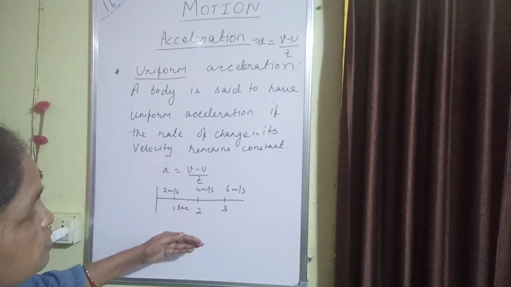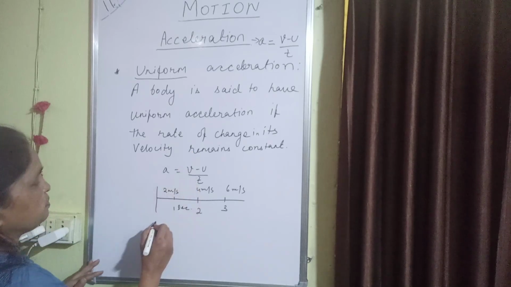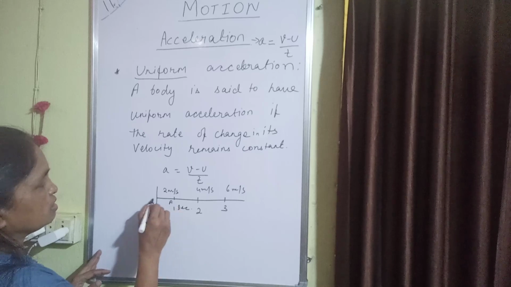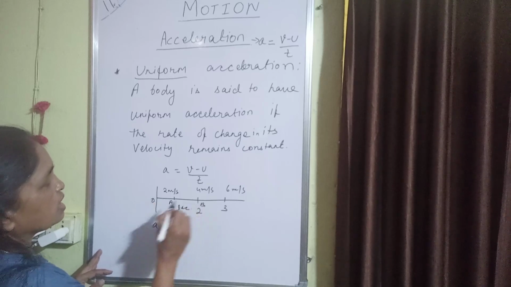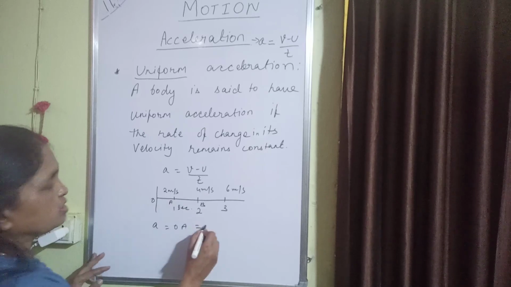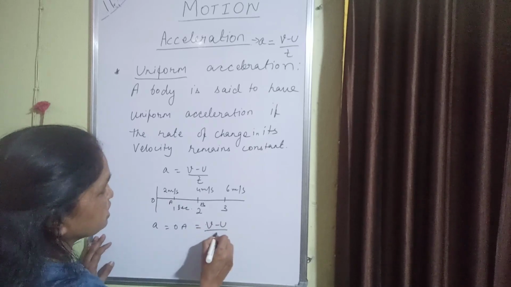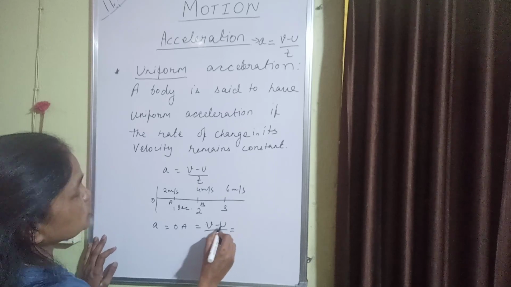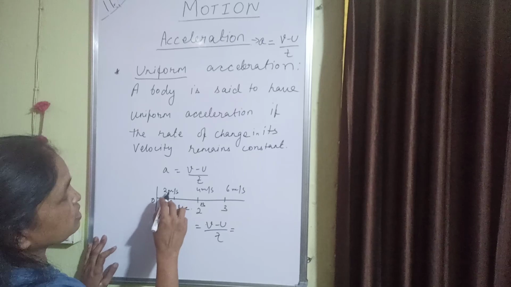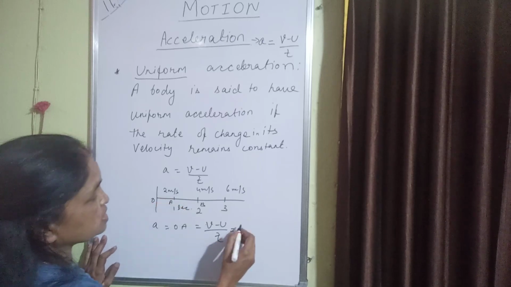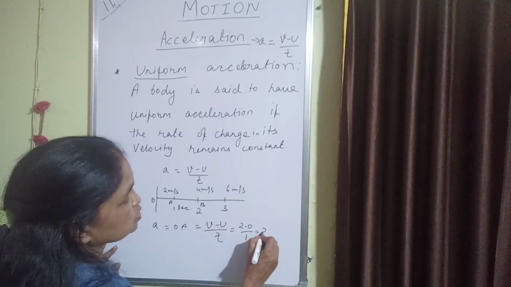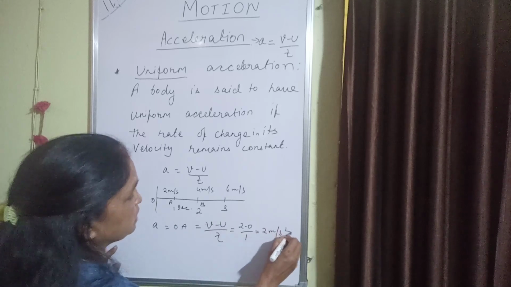So here, if you calculate, I am calculating the acceleration at positions A and B. At position A, that means OA, it will be v minus u by t. What is u? Because at starting it was 0. And what is v? Velocity was 2 meter per second. So 2 minus 0 by 1. It is 2 meter per second square.